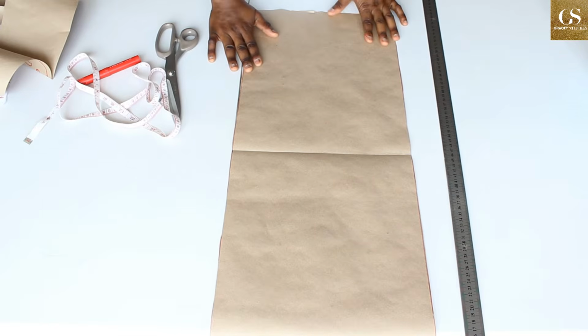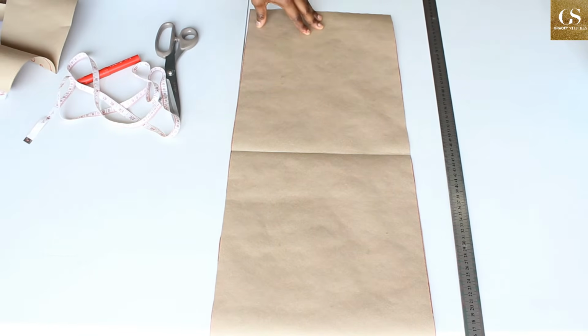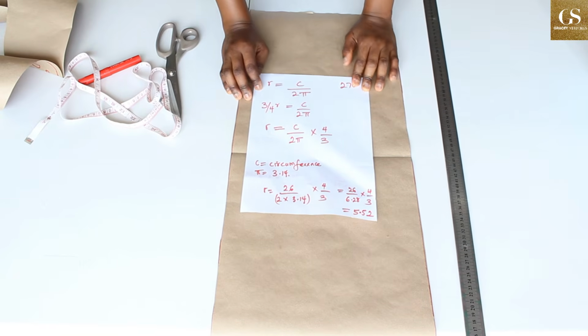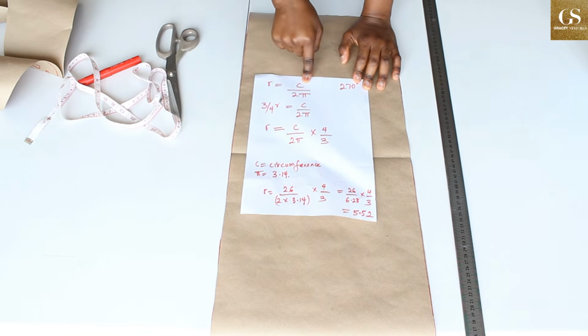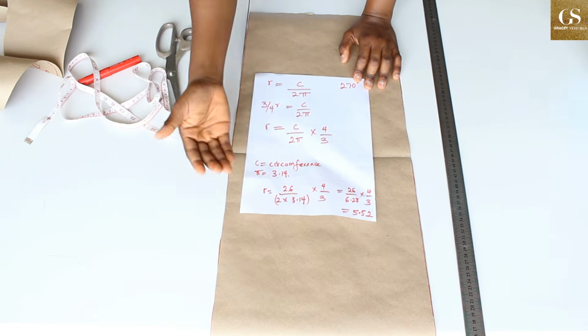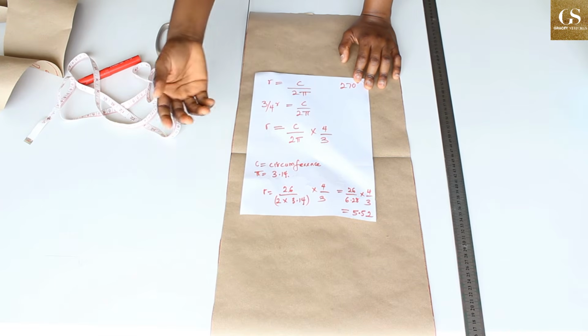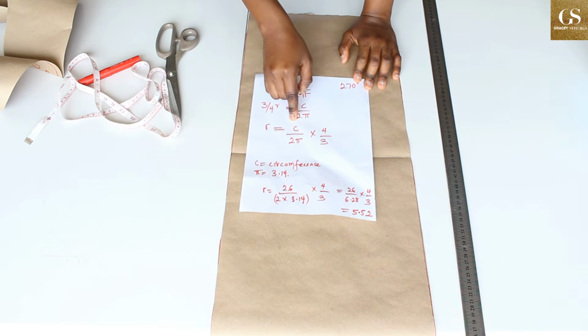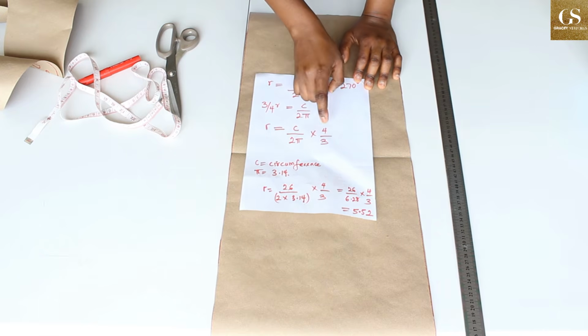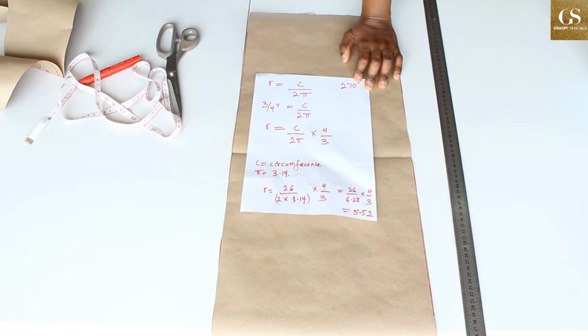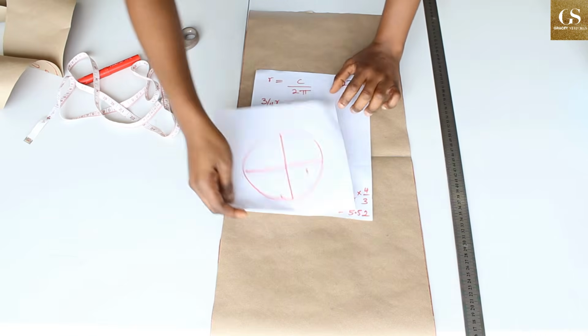So guys, for the 270-degree flare, here is the formula. Our radius is C over 2 pi. So at the end of the day, the radius is circumference divided by 2 pi times 4 over 3, because for the 270 degree, this is what we are trying to do.